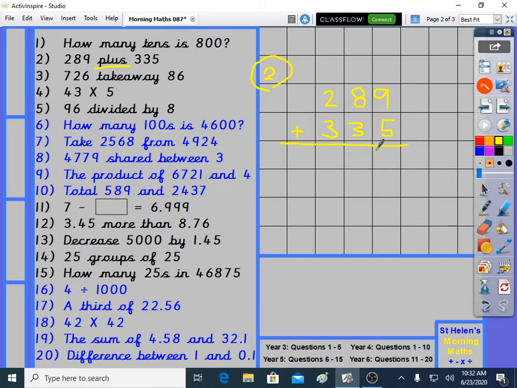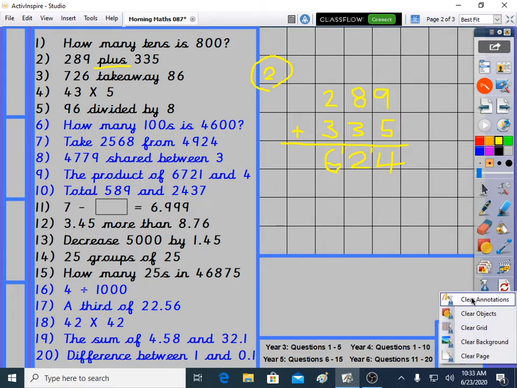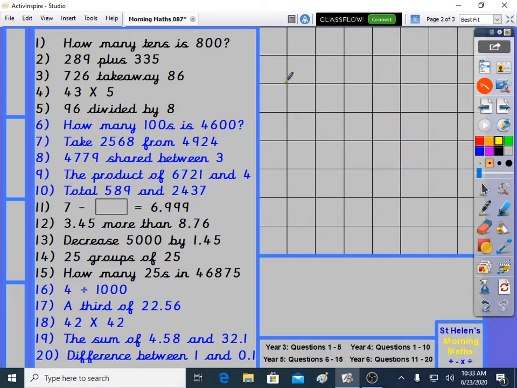9 plus 5 is 14. 8 plus 3 is 11, plus 1 is 12. 2 plus 3 is 5, plus 1 is 6. Plus makes things bigger. That's why 289 got bigger and became 624. That's question 2 done. And we move on to question 3.